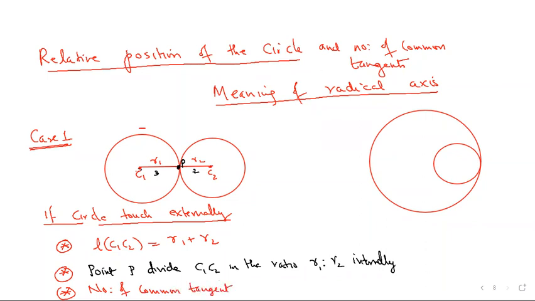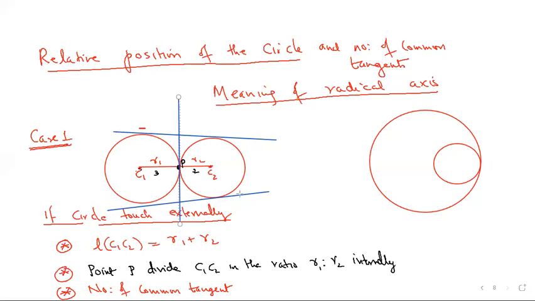How many common tangents do you have? 3. Very good. Excellent. What are the 3 common tangents? I'm drawing with blue color. One will be like this, one from below like this, and one will be passing through point P.